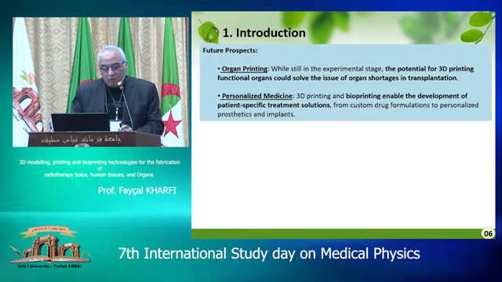For the future prospect concerning the use of 3D printing and 3D bioprinting, I just want to mention 2 points. The first one concerns organ printing, which is an application still in progress. While still in the experimental stage, the potential of 3D printing functional organs could solve the issue of organ shortage in transplantation, which is problematic actually.